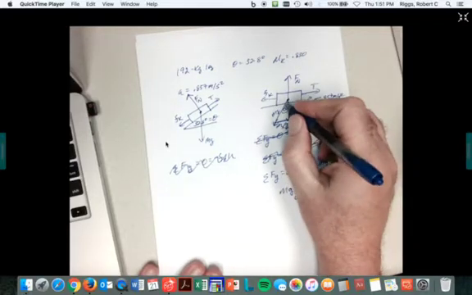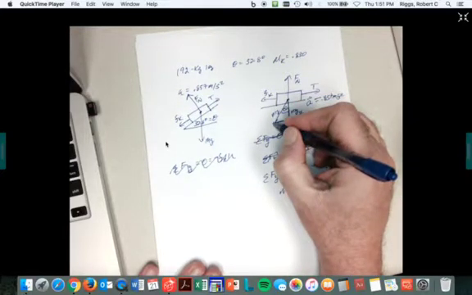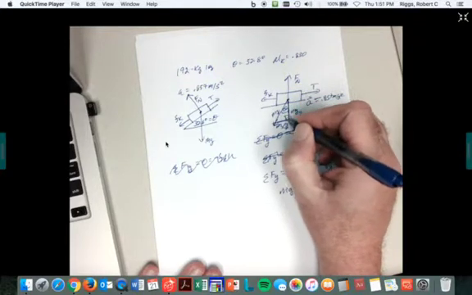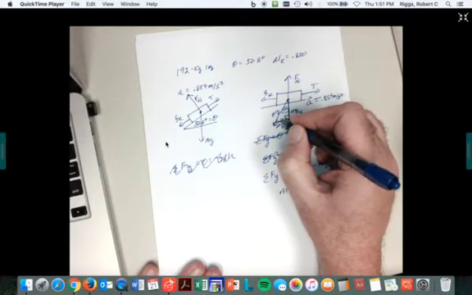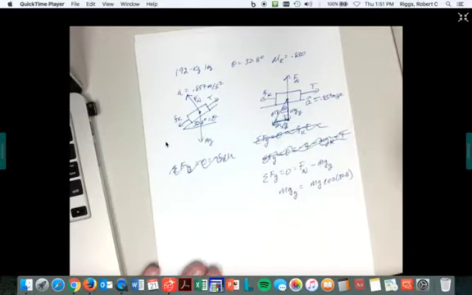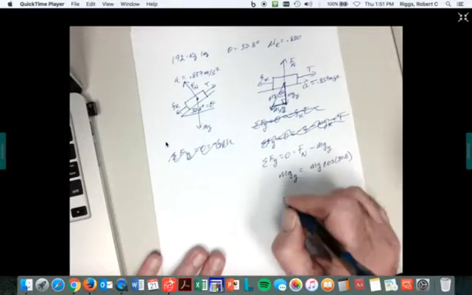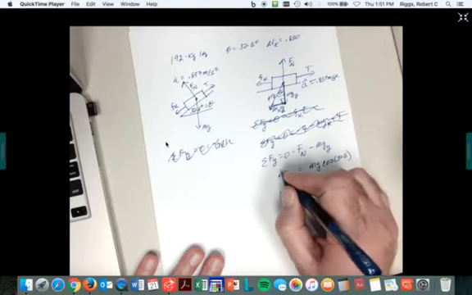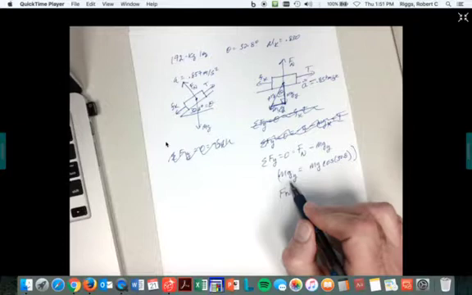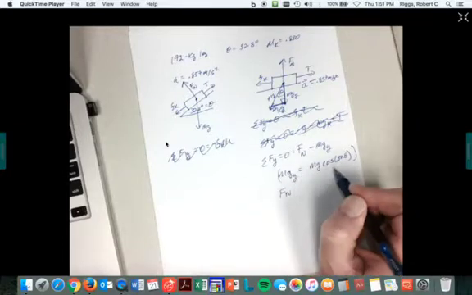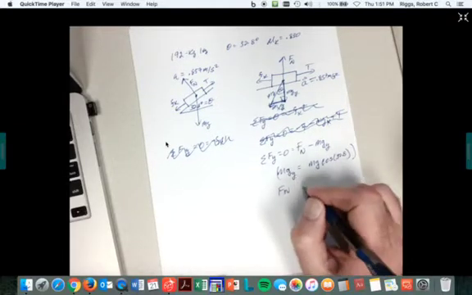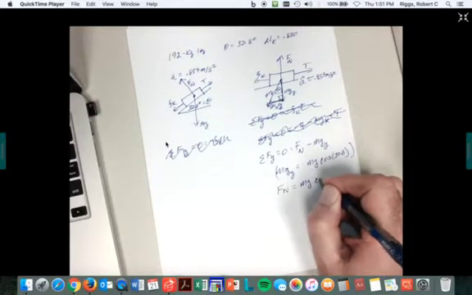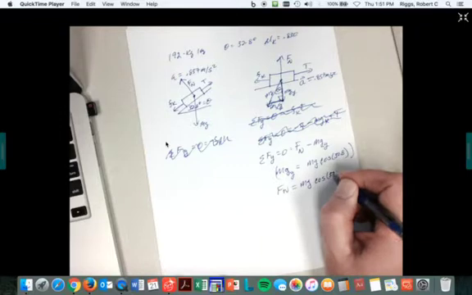Because mg is your hypotenuse. This is your adjacent leg. This is a right triangle, and that's your opposite leg. So mgx. So we know that. This is a sidebar thing. This is where I'm just saying mgy is equal to this guy. So Fn is equal to mg cosine of 32.8.